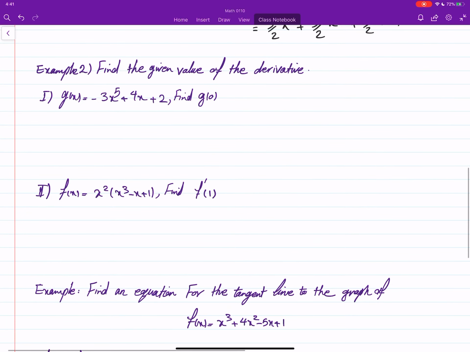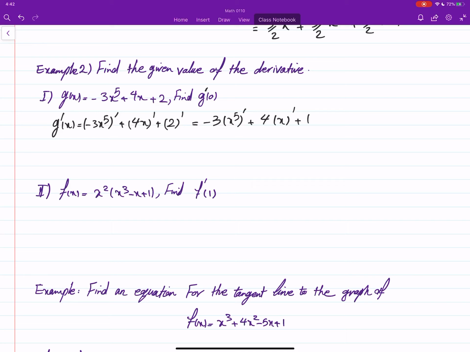The second example is about the value of the derivative. Something is missing here. We are looking for g prime at 0, not g at 0. It means that we have to first differentiate, so we have to find what is g prime of x. In this case, again, applying the sum rule, we have this. Then the constant multiple gives us this one. Then apply the power rule.